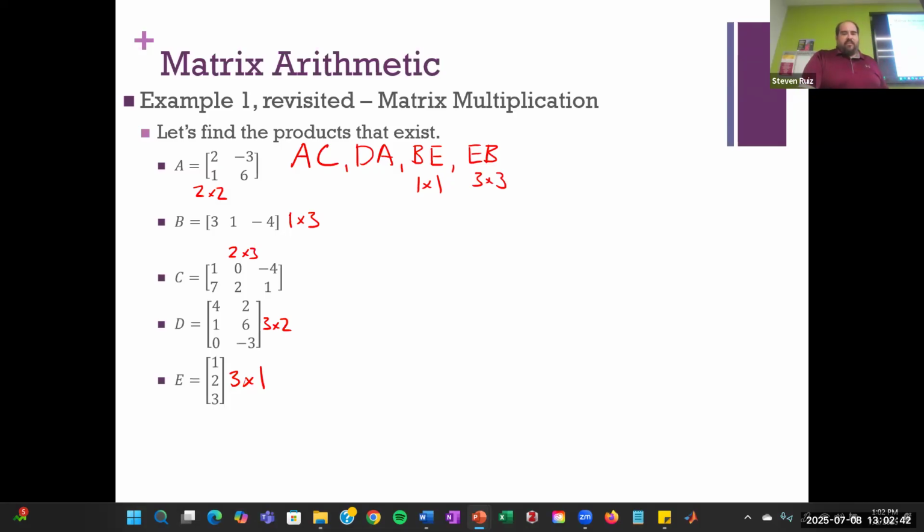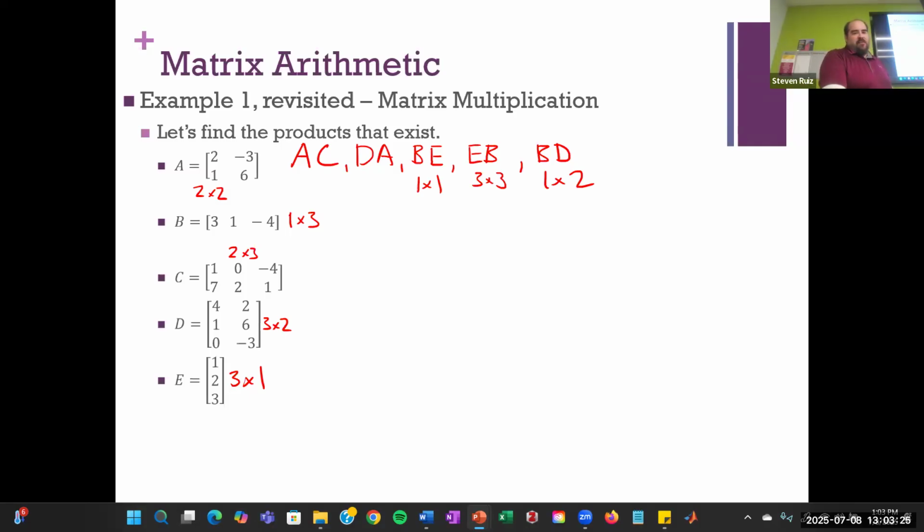Can I multiply B by either C or D? Which direction? BD works. And BD has what order? 1 by 2. So I always felt it was strange that the order of a 1 by 3 times a 3 by 2 does not involve something that has either 3 rows or 3 columns in it. But that's absolutely the case. All right. I think that's all that B can be involved with.